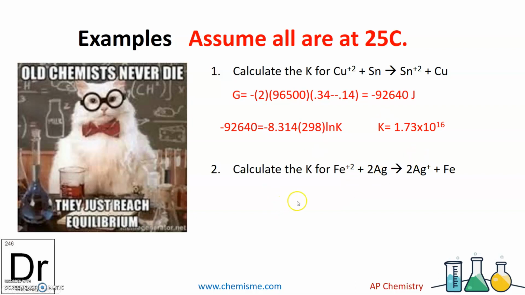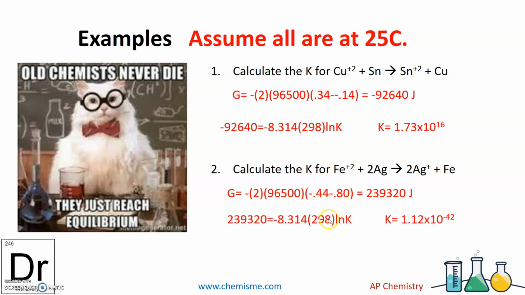So for this one, the Gibbs is, again, 2 electrons being transferred at 96,500 coulombs. And this time, the reduction is for iron at negative 0.44, and we're subtracting the silver because it's oxidizing at 0.8. That gave me 239,000 joules, which is positive and unfavorable, but we probably knew that because of negative voltage.